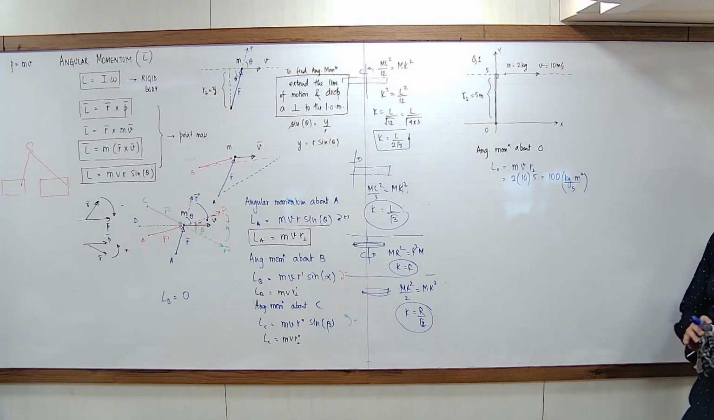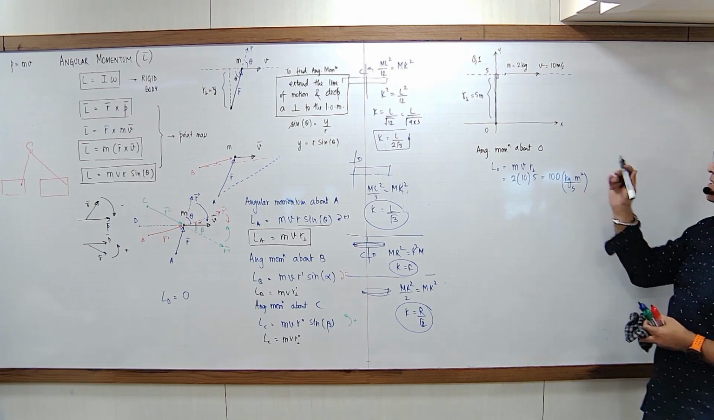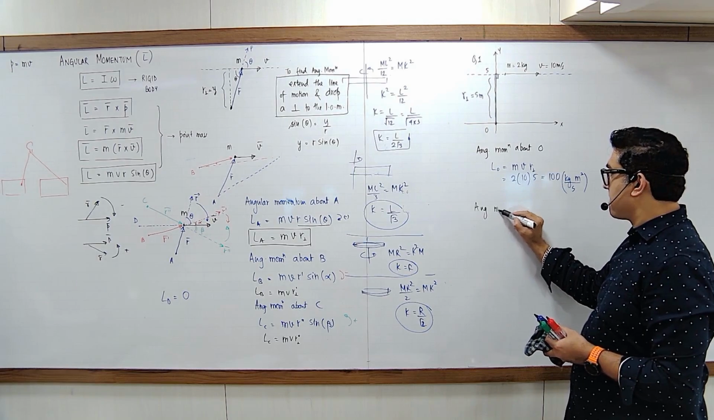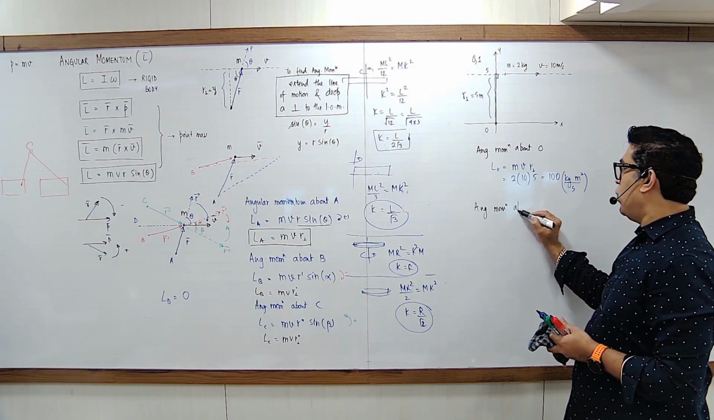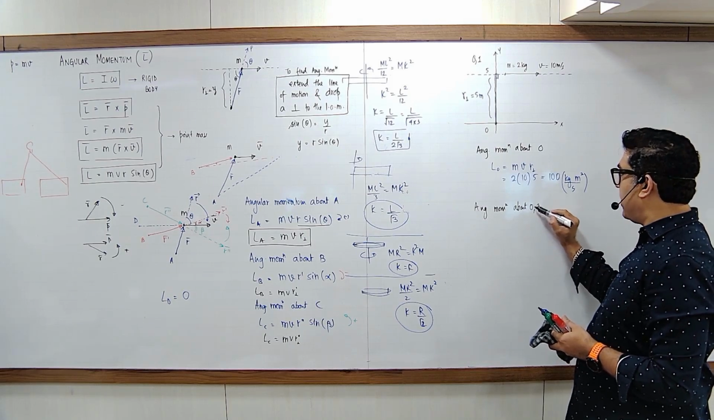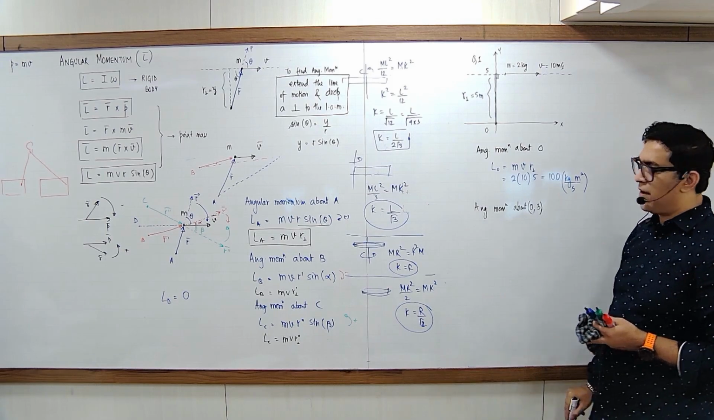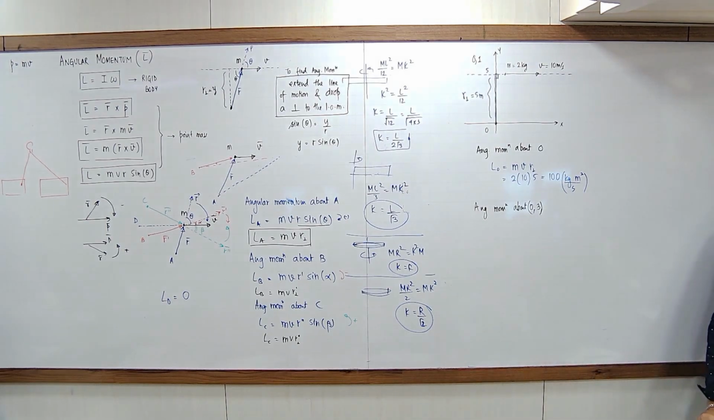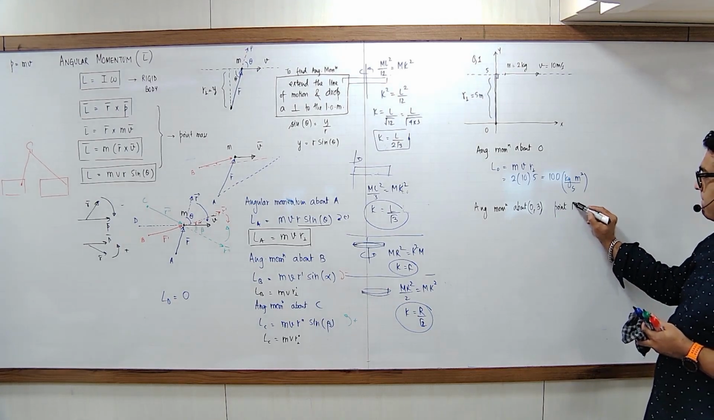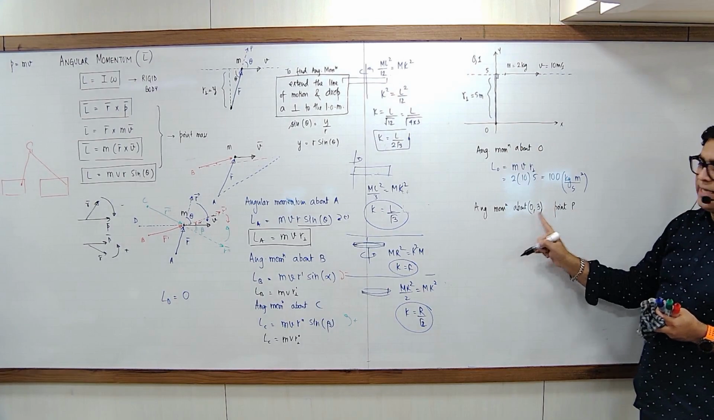Has everybody got this over here? Sure, right? Next question, same thing. Angular momentum about 0, 3. I want to find out what? Angular momentum about which point? And this is point P. So this is the origin, and this is 0, 3.